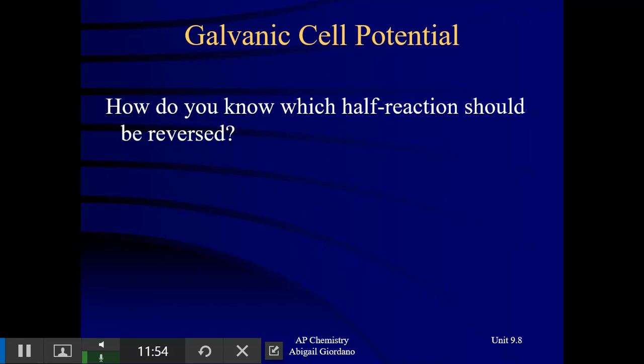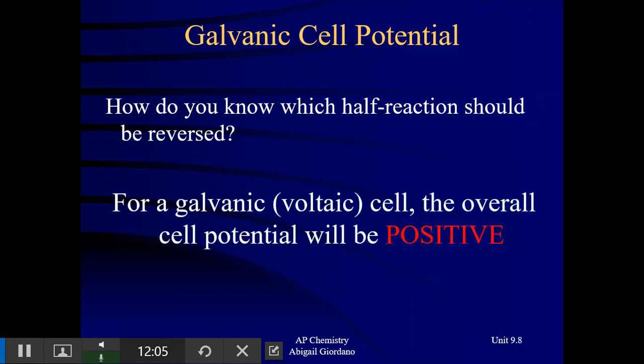Now, how do you know which half reaction you need to flip around? Here's how you know. If we're talking about a galvanic, or sometimes called voltaic, cell, this is really important, guys: the overall cell potential will be positive. In unit 9.10, we're going to talk about something called electrolytic cells, which are the opposite situation. But if it is a galvanic cell, the total cell potential must be positive. I'm going to show you an example. That's how we're going to know which half reaction we have to flip around.